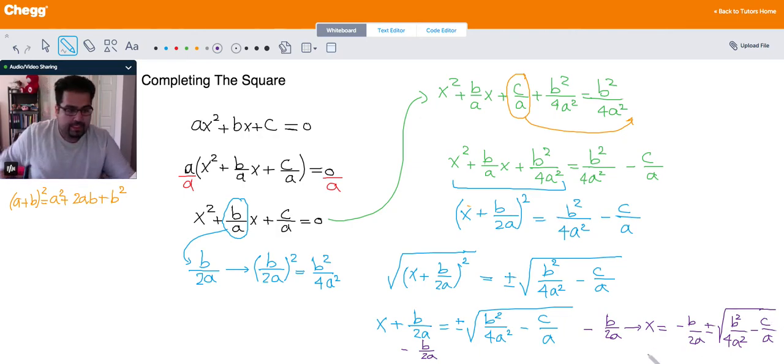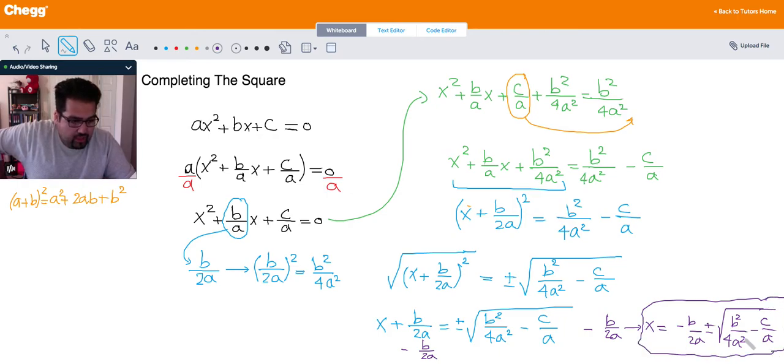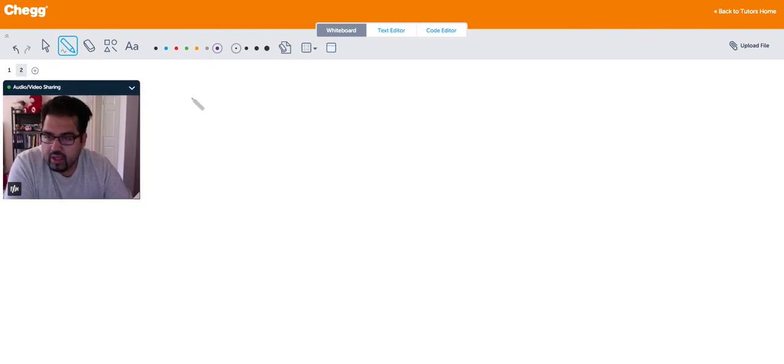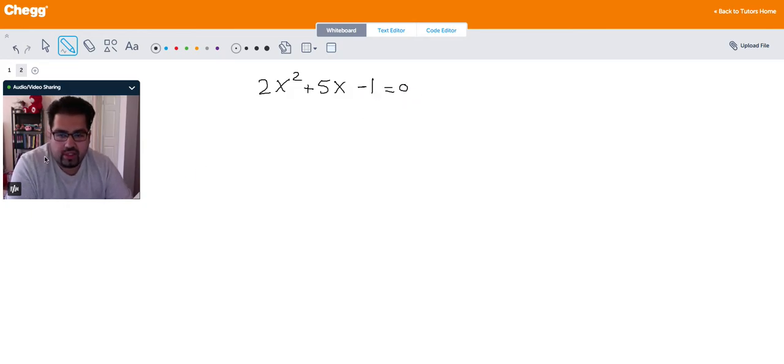Okay, this gives us a solution for a quadratic equation using completing the square. You don't really need to memorize this as a formula, so I'm going to do an example right now with real coefficients. So let me add a page here. Okay, so let's consider the equation 2x squared plus 5x minus 1. Okay, we want to solve this using completing the square.